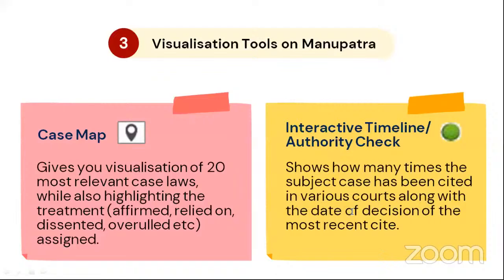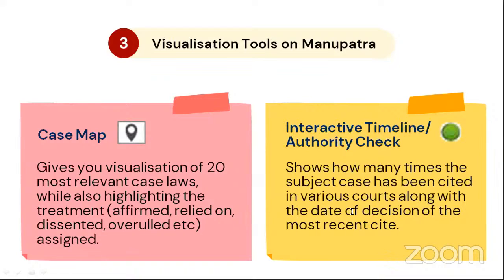Furthermore, we provide visualization tools on Manupatra. Essentially, when you're getting results in a tabular form or in a text form, collating 20 judgments, 30 judgments, a huge number of judgments, going through their facts, trying to establish the relation between all of them can be very difficult. Now, what our features do is, case map is the first feature. It gives you a visualization of the 20 most relevant case laws while also highlighting them.